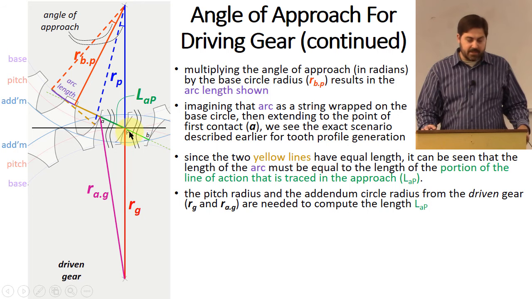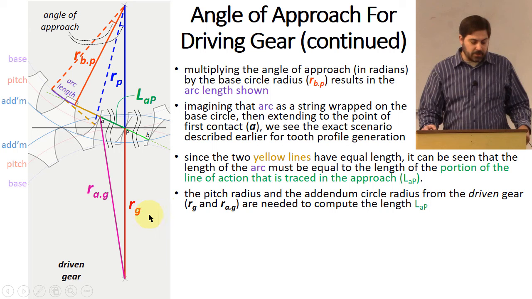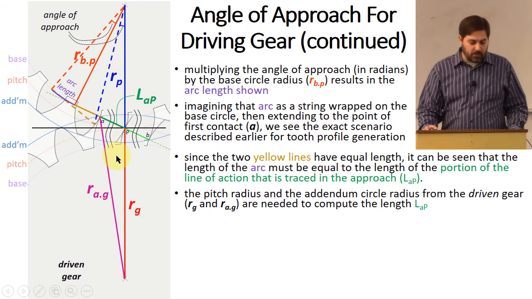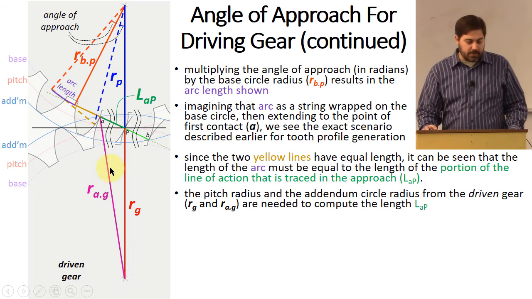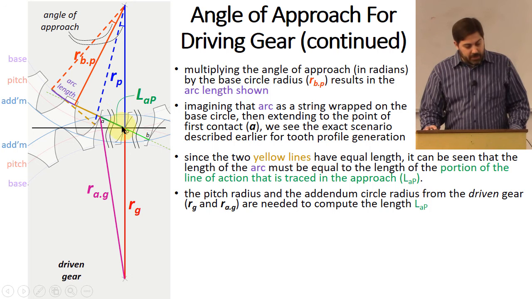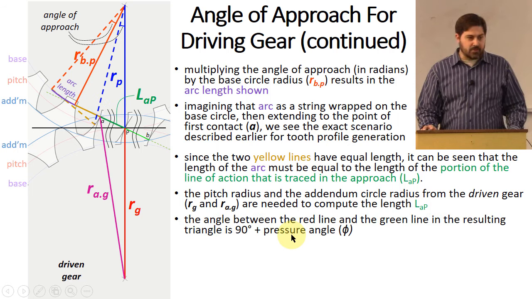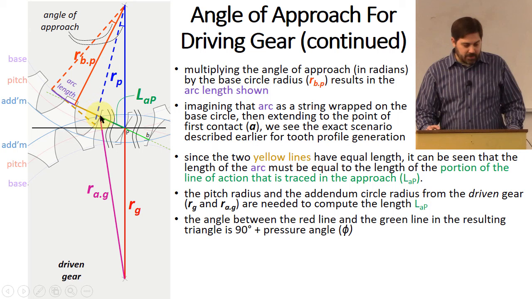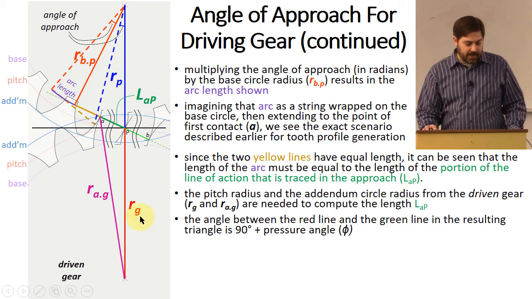So the easiest way to go about getting that length right there is to realize that we know what the radius is to the pitch circle for the driven gear down here, right? And we also know, or it would be relatively easy for us to find, what the radius is from the center to the addendum circle, right? Also, we know what this angle is between this green line and this red line. It is just going to be 90 degrees plus the pressure angle, okay? So that's what I say right there. This is now a triangle where I can fairly easily figure out RAG and RG.